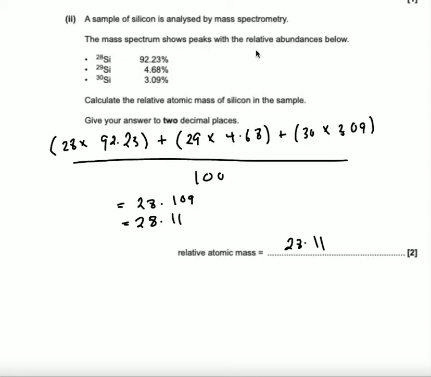A sample of silicon is analysed by mass spectrometry. The mass spectrum shows peaks with the relative abundances below. Calculate the relative atomic mass of silicon in the sample. Give your answer to 2 decimal places.